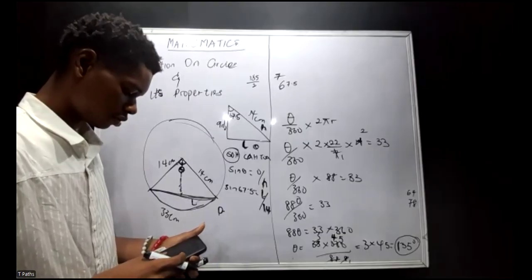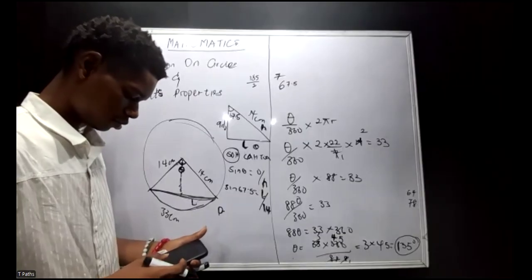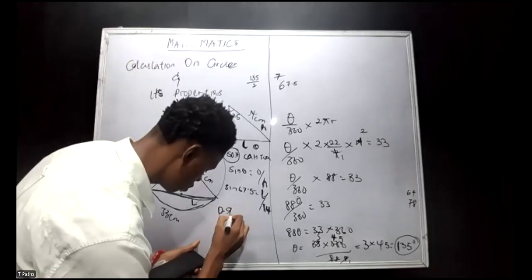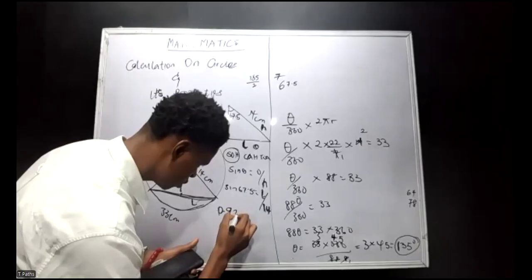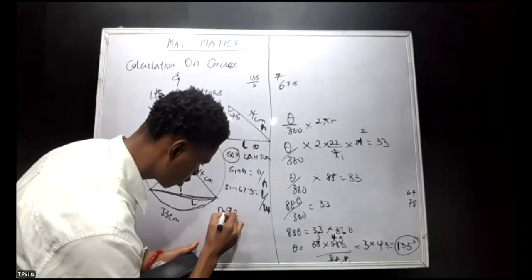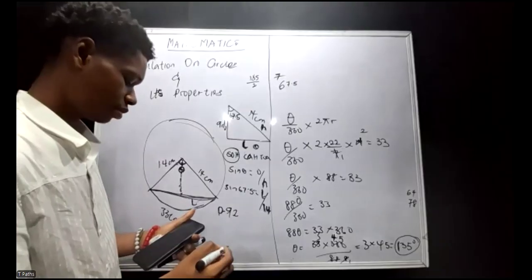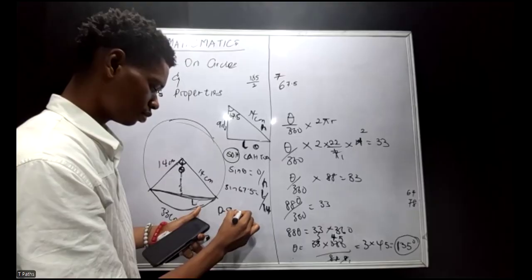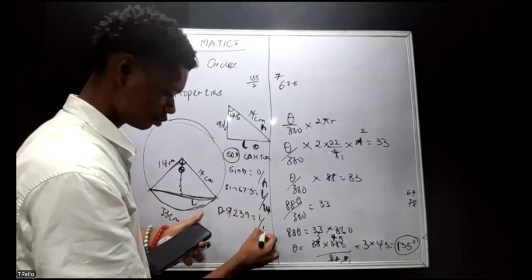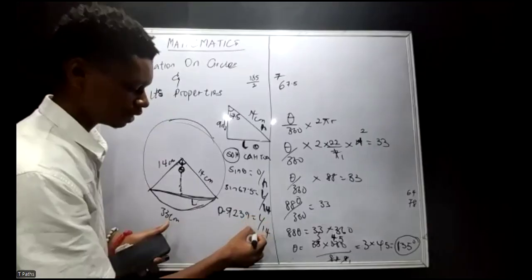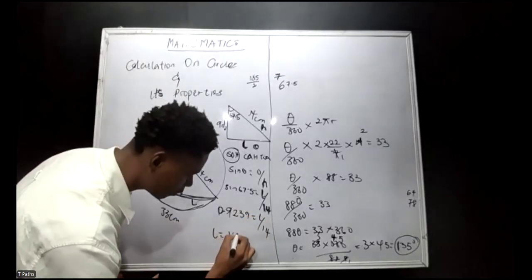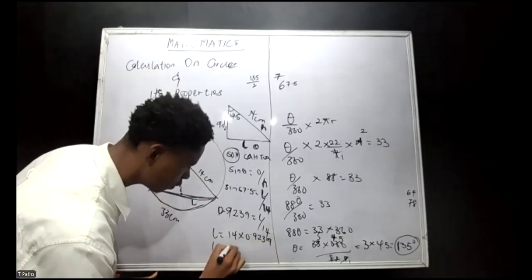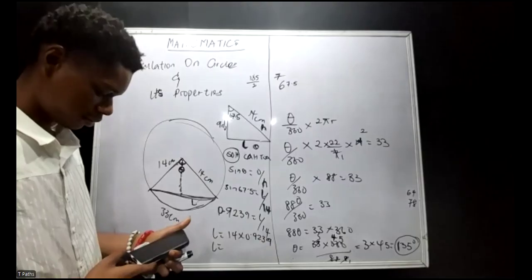0.9234? Can you come again? 0.9239. So I'm going to cross multiply and say L is equal to 14 times 0.9239. So you can do the multiplication, 14 times 0.9239.